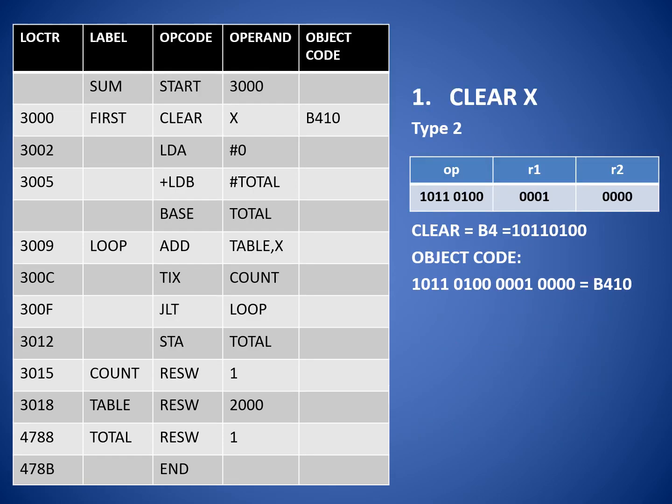Moving on to finding the object code. The object code for CLEAR X belongs to type 2 format. The opcode is B4, which in binary is 10110100. We take 8 bits, so the opcode is shown as in the figure. We have two registers, R1 and R2. Since X is a register, the mnemonic code of X is 1. So we take it as 0001 and 0000. Grouping 4 bits each, we get the answer as B410. So this is the object code for the first statement.